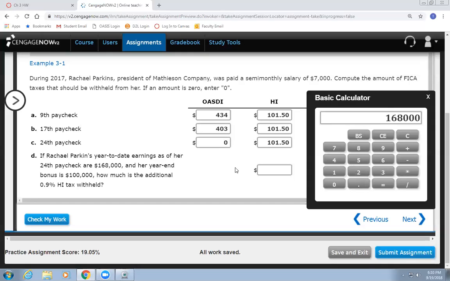So if we just subtract out the 200,000 from that, she's $68,000 over the 200,000. Okay, so $68,000 of her wages are subject to that 0.9% additional Medicare tax. So I would just take 68,000 times 0.009, or 0.9%, and she would have an additional Medicare tax of $612.